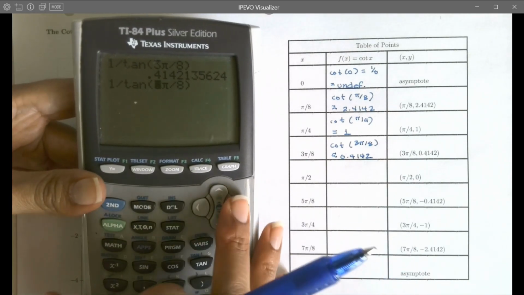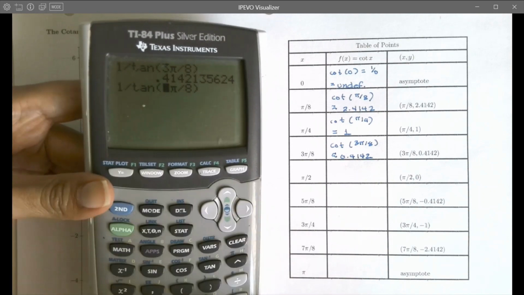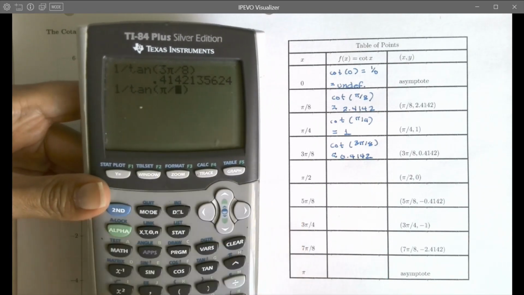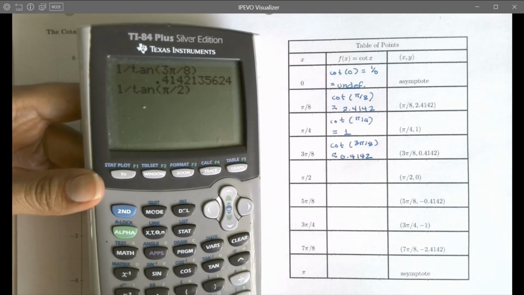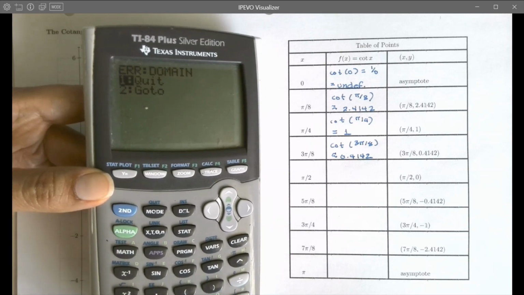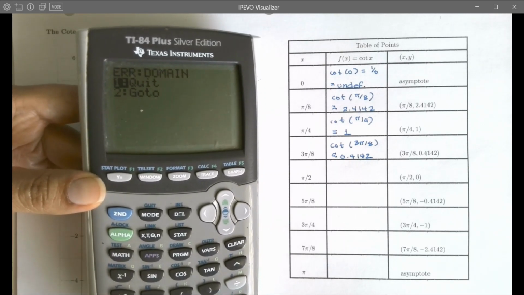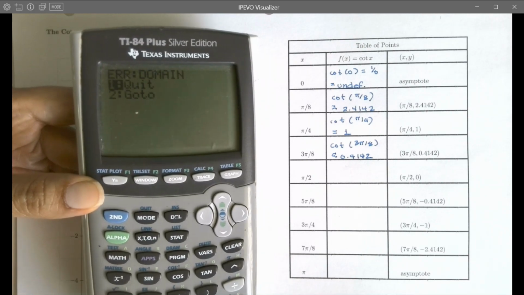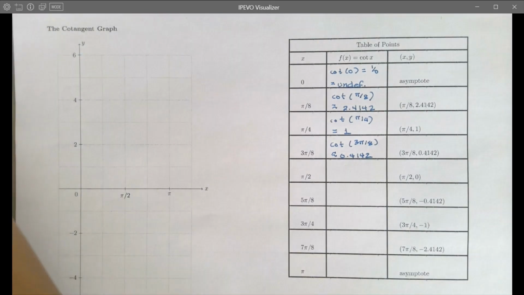Okay, so this one we want to be careful about, because notice what's going to happen if I try to plug it into my calculator. I'm going to get a domain error, which might lead me to believe, hey, I have an asymptote here. But that's not actually the case, and here's why. Look at the unit circle.